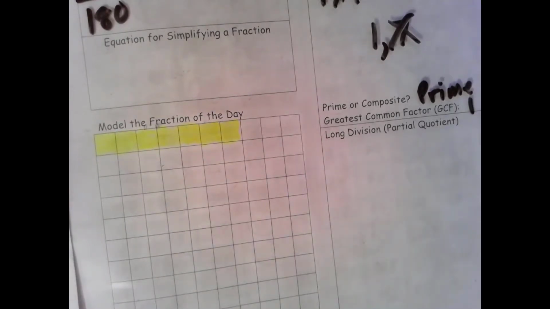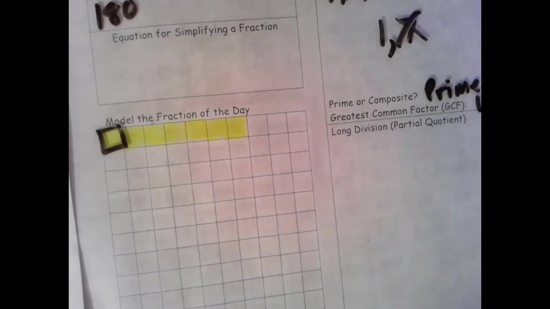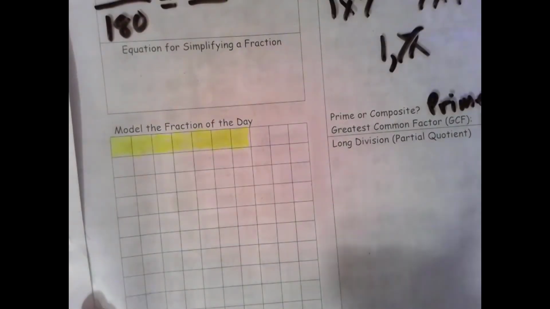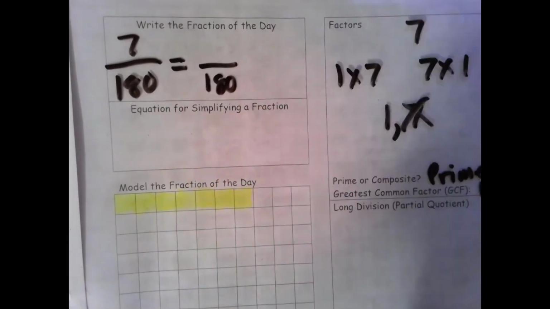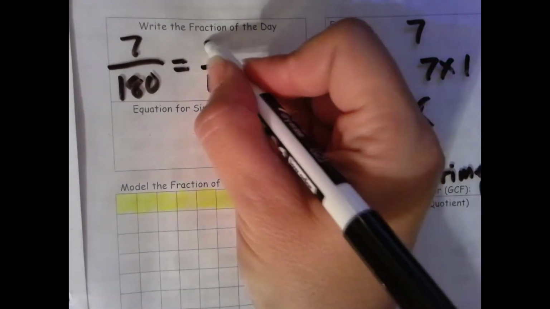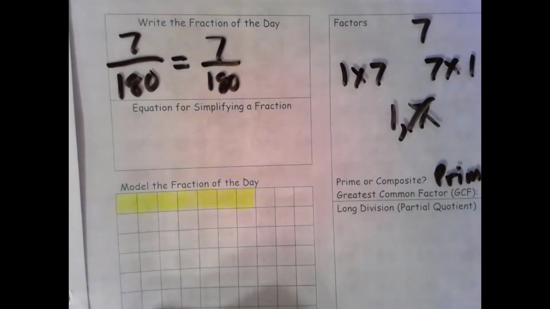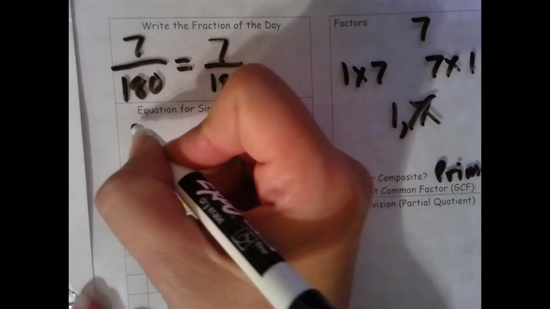That shows all our groups of 1, because remember, if you're a group of 1, you're all by yourself. I don't need to put a box around it. It's already there. So how many total groups of 1 do we have? We have 180 total groups of 1. How many groups of 1 are shaded in? There are 7. So that is our simplest form. We can't simplify that anymore. Those are the lowest terms for that fraction.